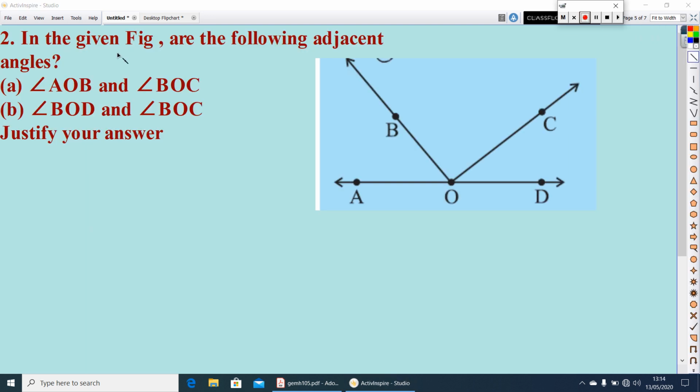Now in the given figure, are the following adjacent angles? Here two angles are given. Angle AOB, this is one angle. Another angle is angle BOC.